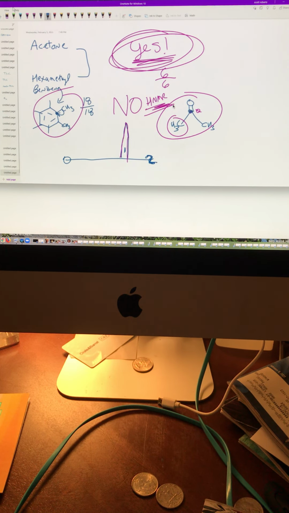Mass spec is quick and easy. It's so easy, and they always ask the same question. So we'll be there in a minute.